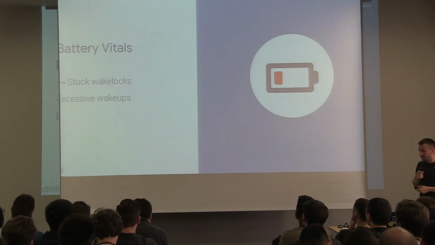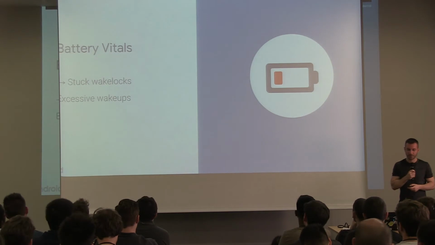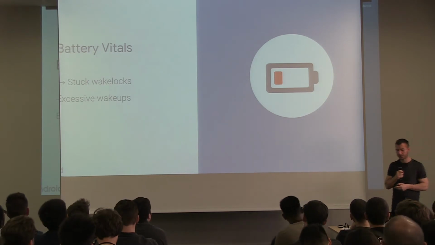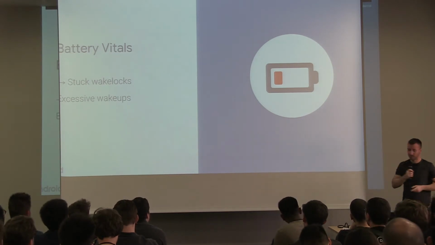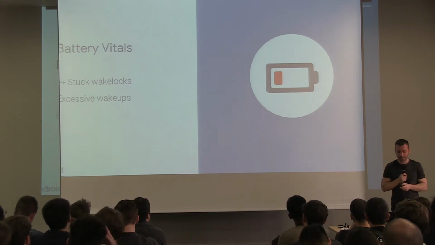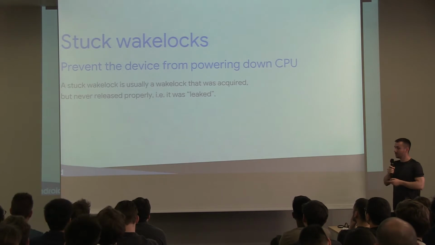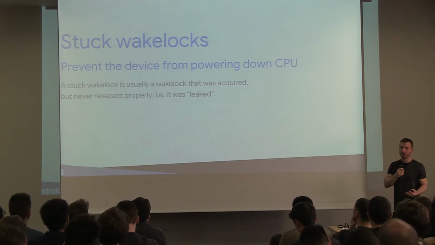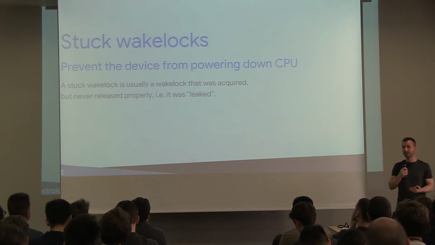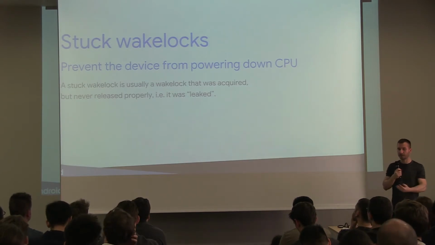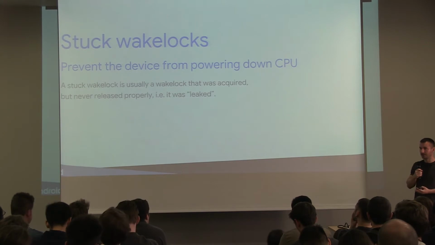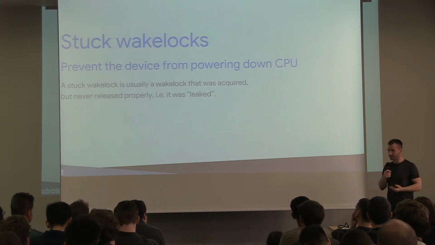Okay, moving on, we're going to talk a little bit about battery. There are two main vitals related to battery in Android vitals. The first one is stuck wakelocks. So what's a stuck wakelock? A wakelock is something that prevents the device from entering deep sleep mode. It usually just keeps the CPU running. It lets code execute even if the screen is off. There are also wakelocks that can keep the screen on.